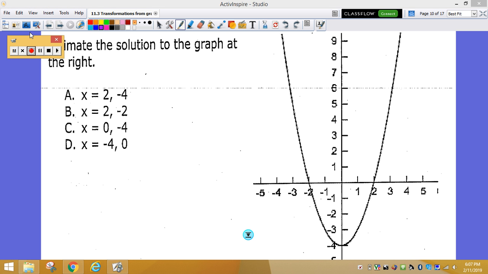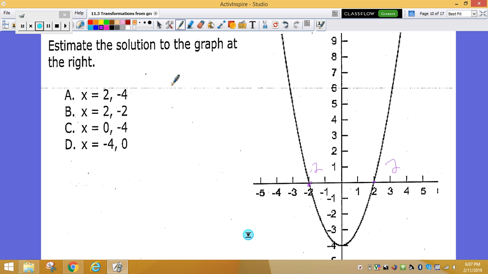All right, here. Okay, good. This one's multiple choice. So where does it cross at? Well, this one crosses at -2, and this one crosses at +2. So if this was on my EOC, I would pick B, -2 and +2.